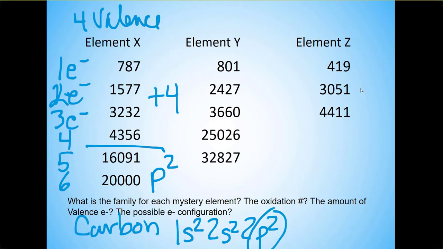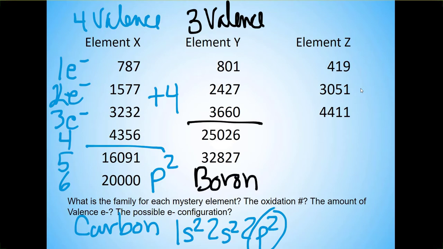Okay, so for element Y, you should find that the big jump is right here. So you go from about 3,000 to 25,000, so that's a really large jump. So this has 3 valence electrons. Looking on the periodic table, the family that has 3 valence electrons is the boron family. The boron family has a +3 oxidation number, so that will be the charge of an atom when these 3 valence electrons are lost. And it will end in p1. So you could do a sample electron configuration, 1s2, 2s2, 2p1.